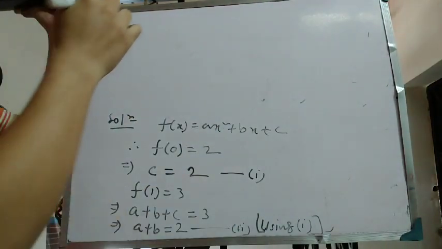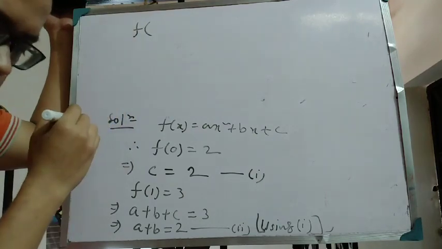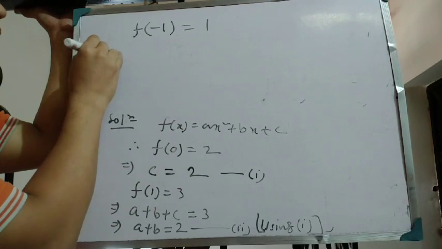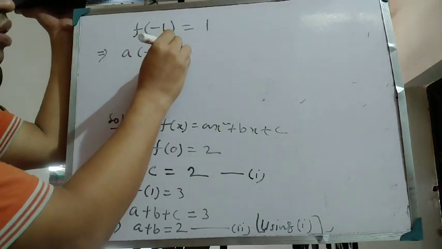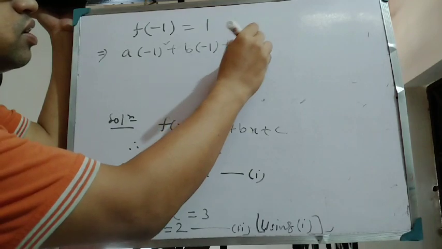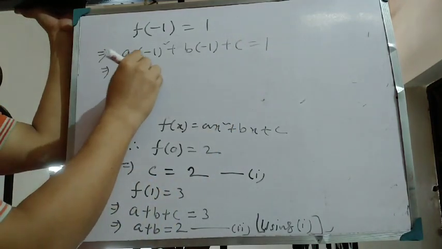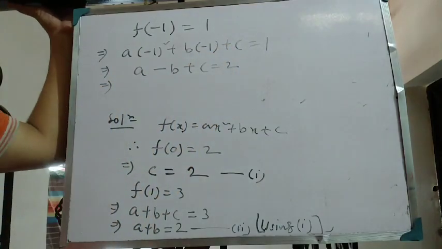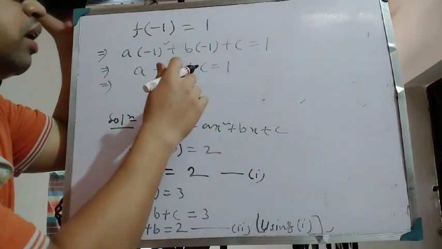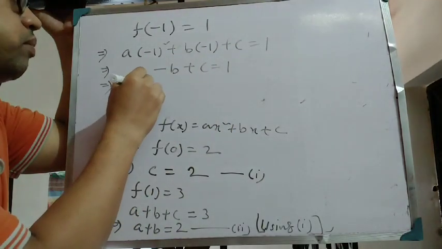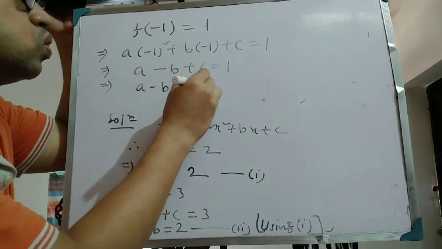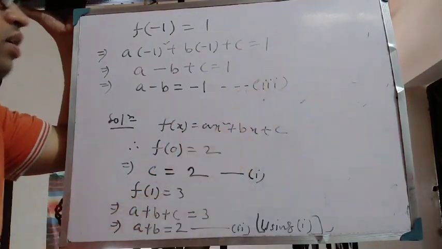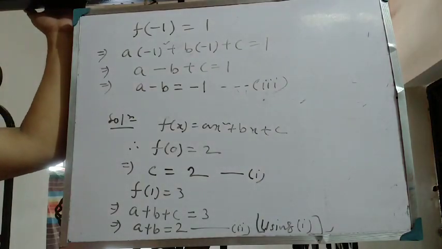Now f of minus 1 is equal to 1. So f of minus 1 means a into minus 1 square plus b into minus 1 plus c is equal to 1. So that becomes a minus b plus c is equal to 1. Again you substitute the value of c as 2. So that gives you a minus b is equal to minus 1. Call it number 3.